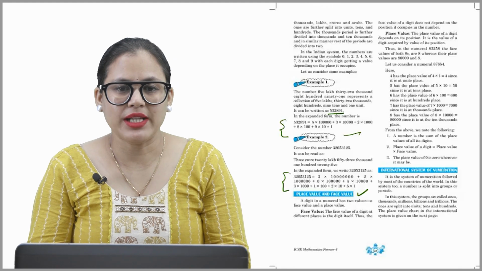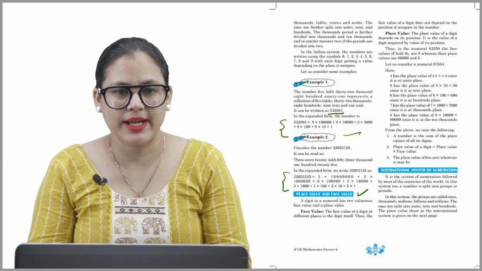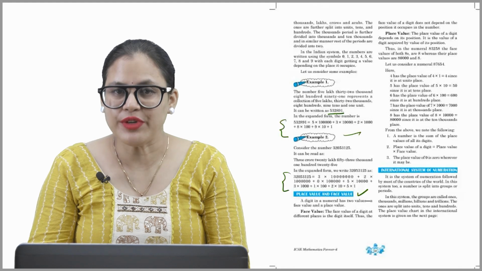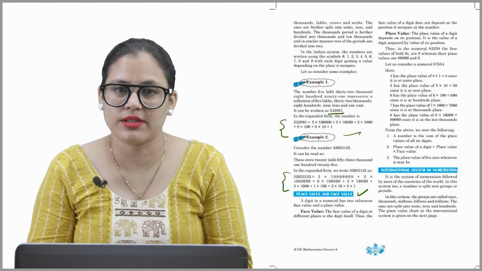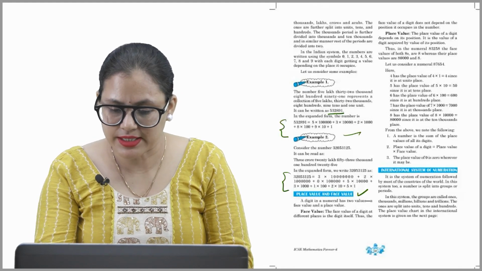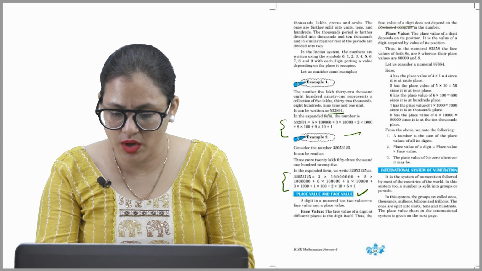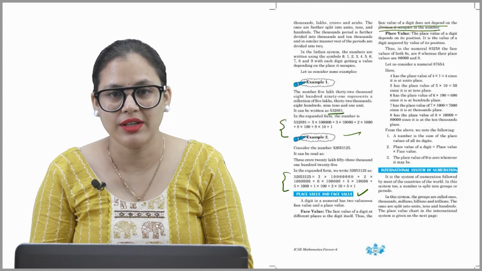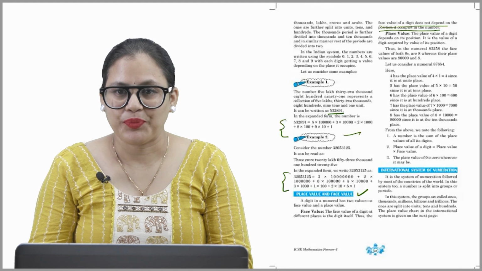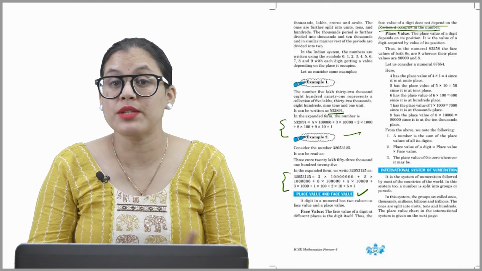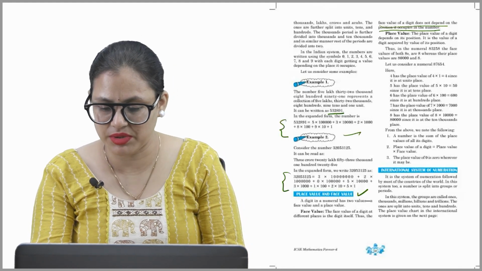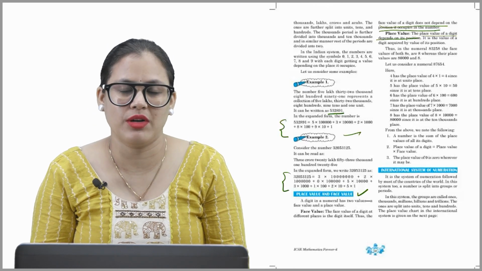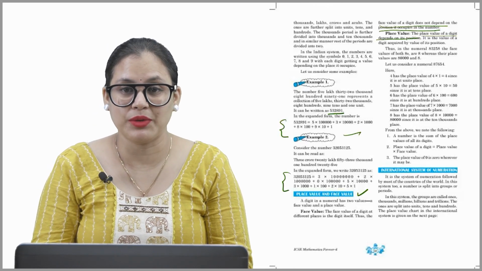A digit in a numeral has two values, a face value and a place value. Face value. The face value of a digit at different places is the digit itself. Thus, the face value of a digit does not depend on the position it occupies in the number, okay. Next, place value. The place value of a digit depends on its position, right? Remember that. Though I know that you already know what is place value and what is face value, okay.